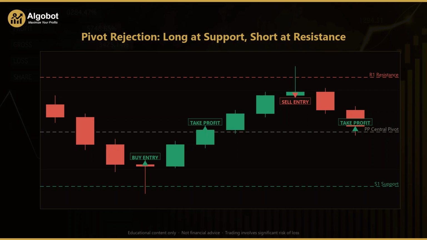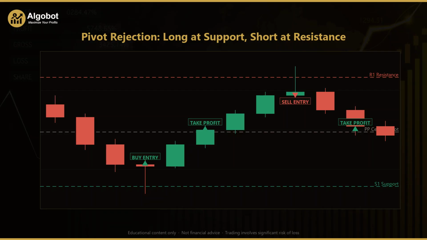With the poke into the zone, the close back below resistance, and the upper wick dominating, the strategy opens its sell, marked as the sell entry around 1.0882. Again, the take profit aims back toward the central pivot. Over the following candles, price rolls over and slides down from resistance. And as it returns to the gray pivot near 1.0860, the short trade reaches its take profit.